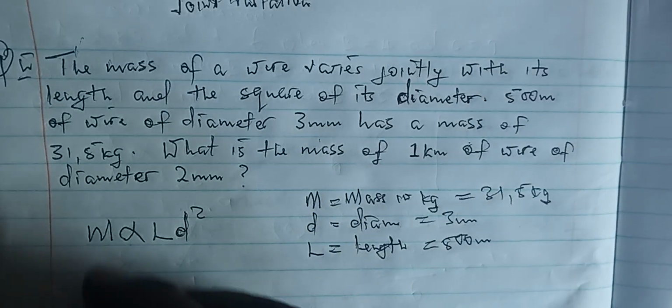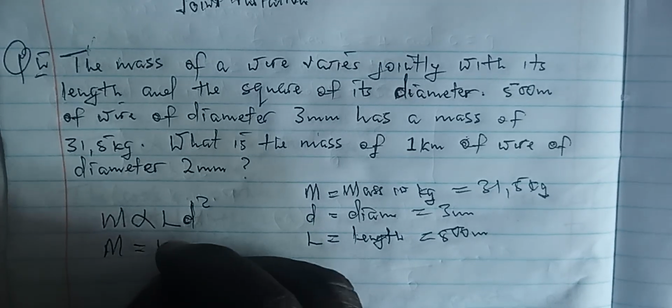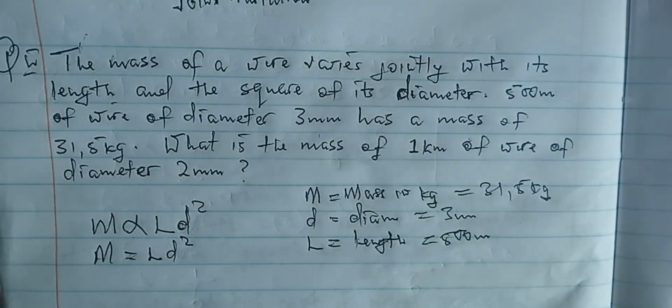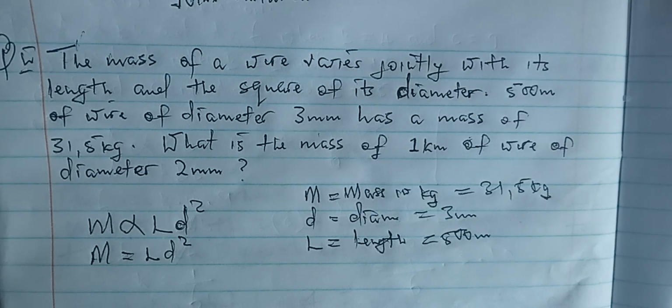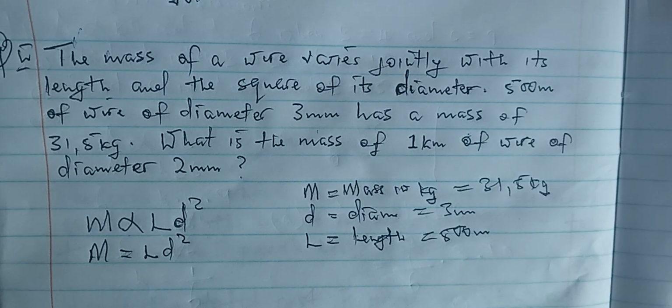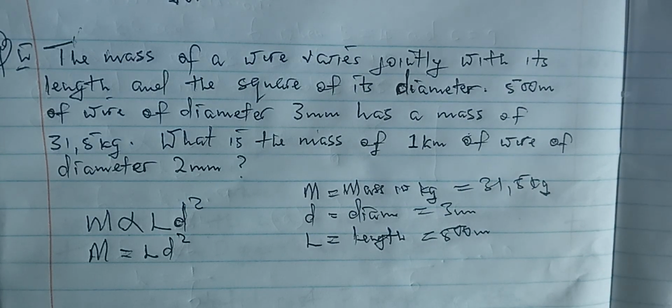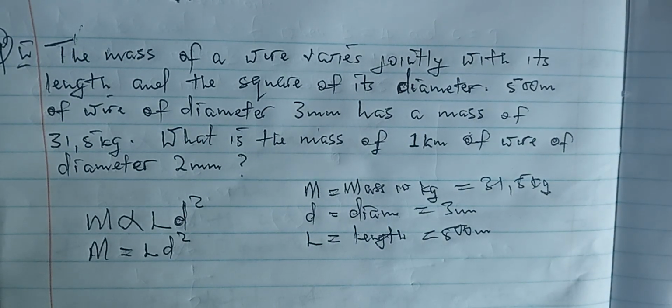So if you look here, we can simply say mass is equal to L D squared. In this scenario, there's no need for you to introduce a constant, because at the end, you are going to formulate two equations, and those constants are going to cancel each other. So there's no need to introduce a constant in this scenario.